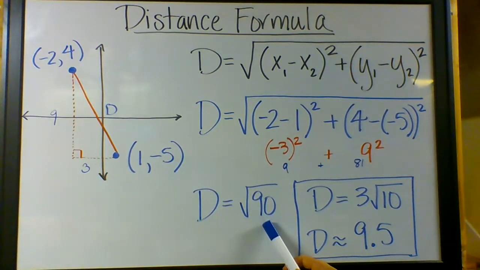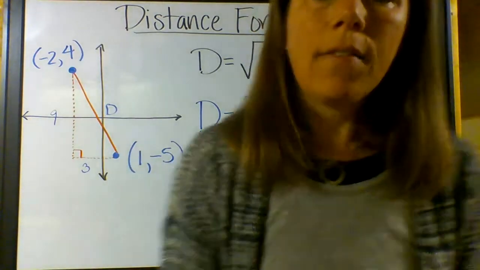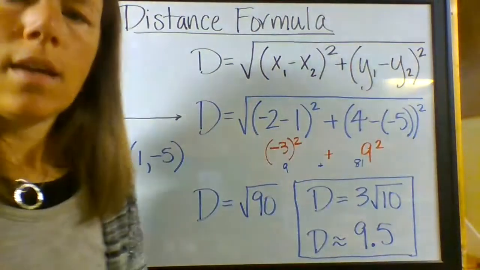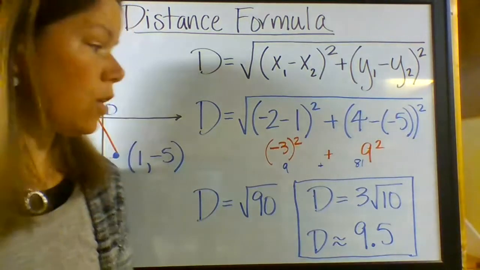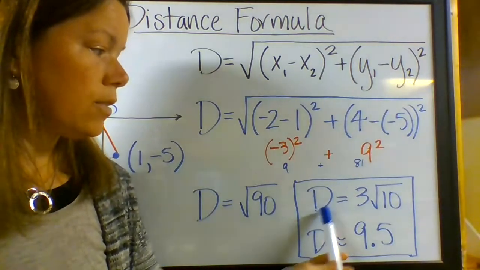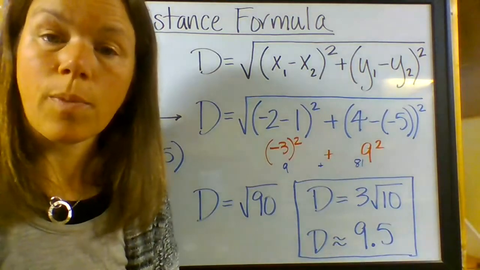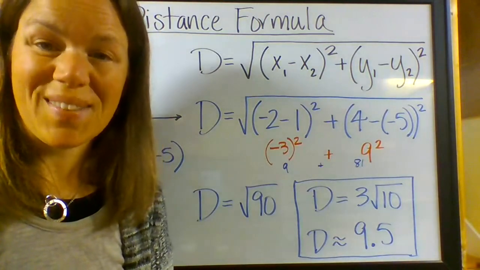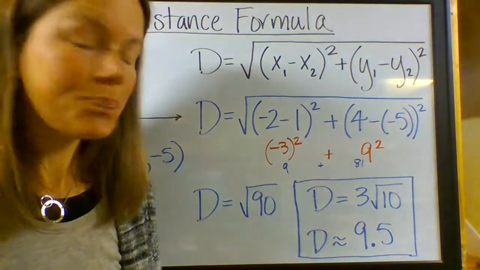Okay? Now, 90, we know because we've worked with simplifying radicals that we can simplify 90. 90 is 9 times 10, which 9 is a perfect square. So I did simplify that radical. D equals 3 root 10. Okay, if you need to review simplifying radicals, then reach out to me and we can do that. And you can go back and look at the lessons from last week.